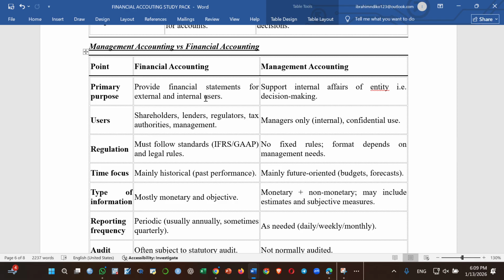Number two, users. The users of financial accounting are the shareholders, the lenders, the government, the management, creditors, suppliers. All those are the users of financial accounting. But for management accounting, the users are only the management internally. Regulation. Financial accounting is regulated by standards, for example IFRS and the Generally Accepted Accounting Principles, also IAS, International Accounting Standards.